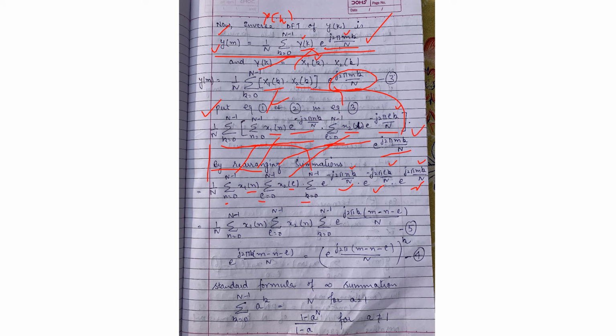Now 1 by N, summation n is from 0 to N minus 1, x1 of n, summation L is from 0 to N minus 1, x2 of L, summation k is from 0 to N minus 1, and take e raised to power j 2 pi k common from these values. Here we are left with minus n, here we are left with minus L, here we are left with m. Now e raised to power j 2 pi k times (m minus n minus L) will be equal to e raised to power j 2 pi (m minus n minus L) upon N raised to power k.